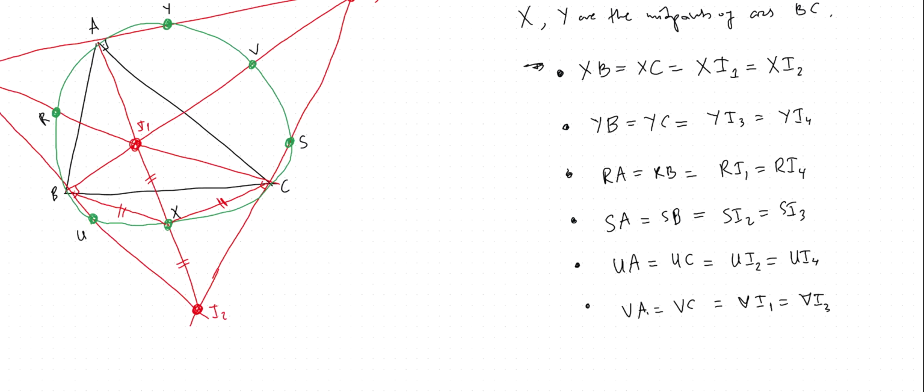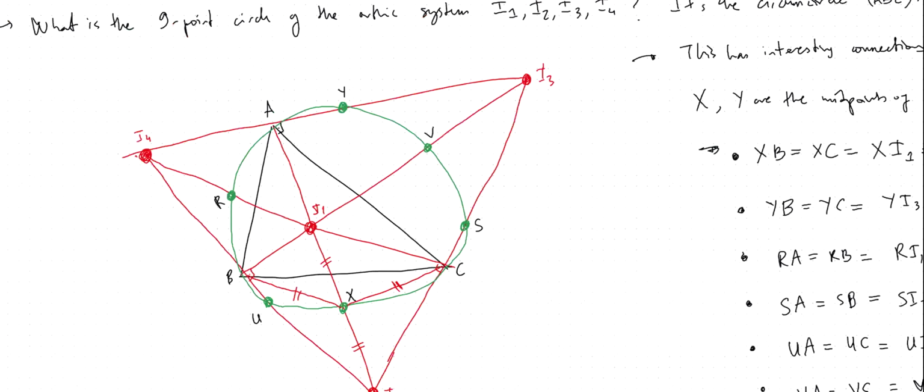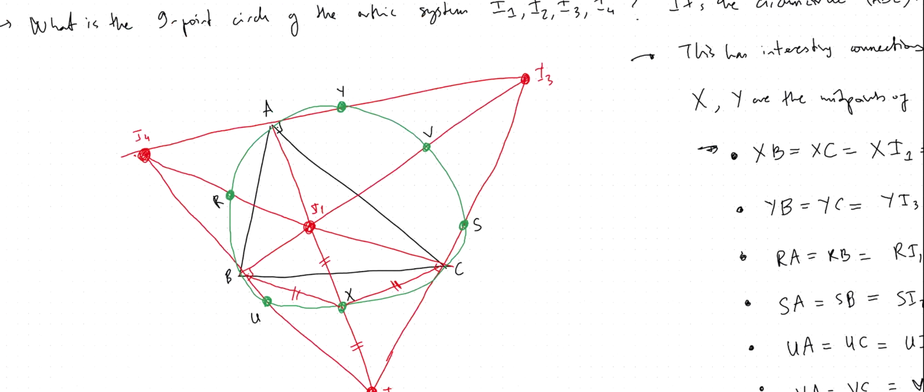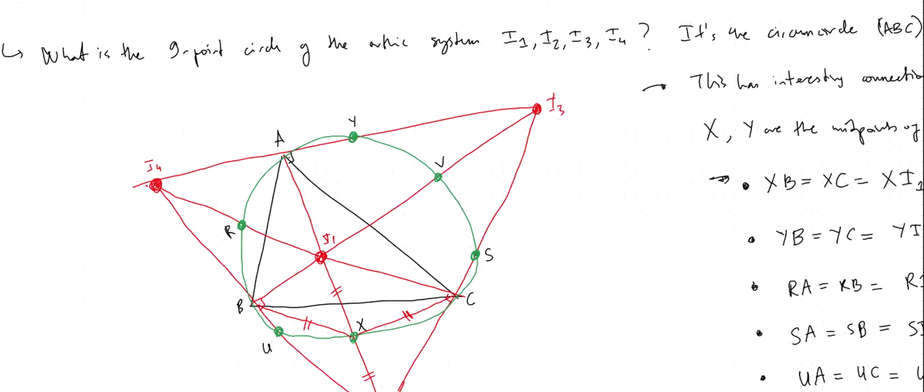So all these points, there is a lot of permutation symmetry here, okay? Between the points I1, I2, I3, I4, and between the points X, Y, R, S, U, V. As there is between A, B, C. So this is an important figure.